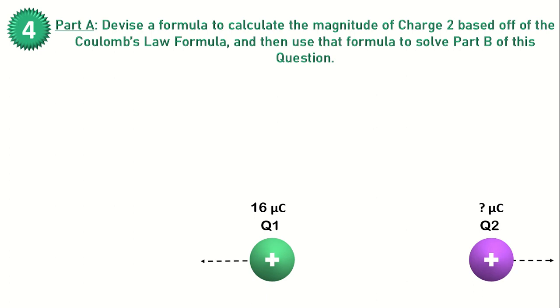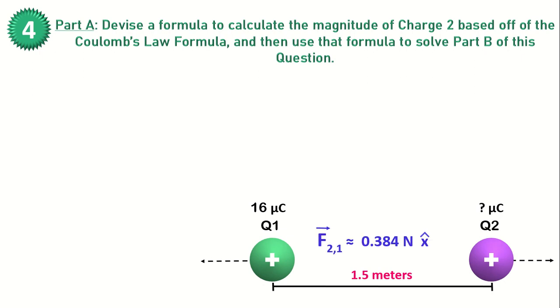And since they're both positively charged, they're like charges. They're going to repel, right? They're going to be pushed in opposite directions. If we were to bring them close, they're naturally just going to be pushed away. So Q1 will go in the negative x direction or towards the left, and Q2 will go in the positive x direction or towards the right. And we're given that the distance between them is 1.5 meters, and the force on charge 2 due to the presence of charge 1 is 0.384 newtons in the positive x direction. And it's positive x direction since Q2 is being pushed towards the right.